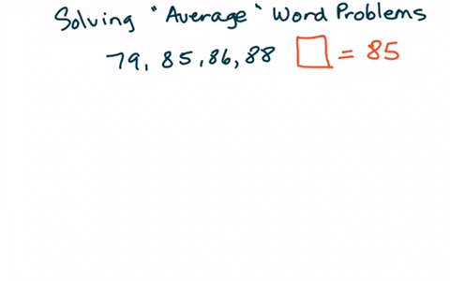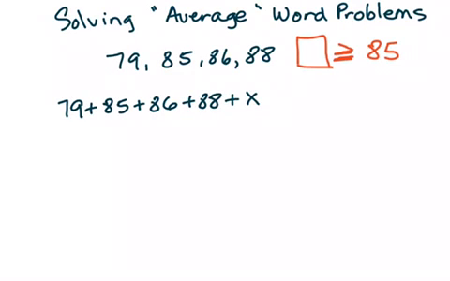Now, when they say at least, that means it can be greater than and it can be equal to. So greater than or equal to. All right, so then to solve this problem, I'm going to say 79. To find the average, I'm going to add these numbers together, plus x. And what am I going to divide by? Well, 1, 2, 3, 4, 5. I'm going to divide by 5, and it has to be greater than or equal to 85.